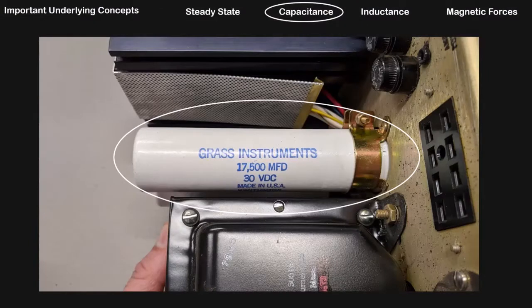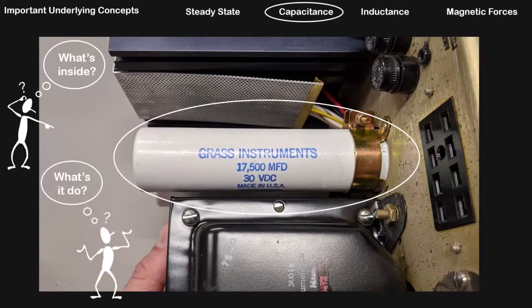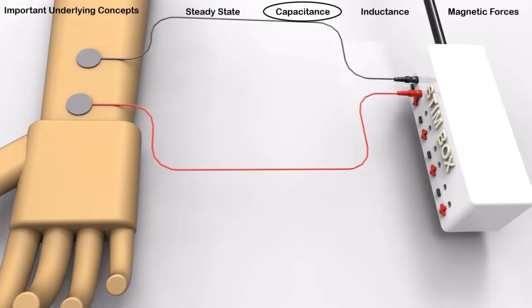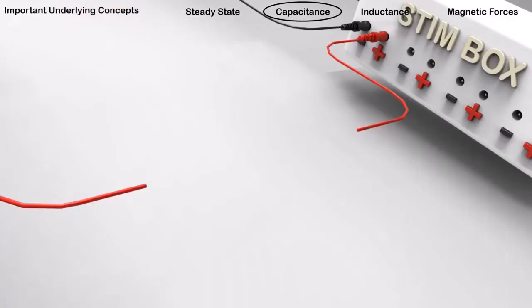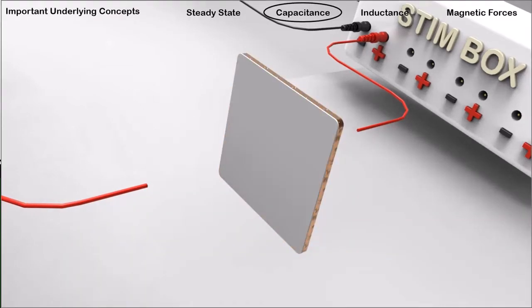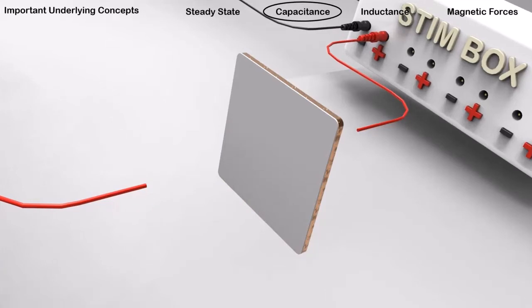This is a large capacitor from an old gas power supply. What's on the inside and what does it do? Having a look at how we could create a capacitor like this will help us later understand how capacitance impacts impedance. Let's start with a circuit we can all relate to with lead wires attached to our patient. We're going to zoom in on the red wire and remove a section we will soon put back. Here's a thin metal plate. Let's add to that a thin film of electrically non-conductive material, something like paper, polymer, ceramic.